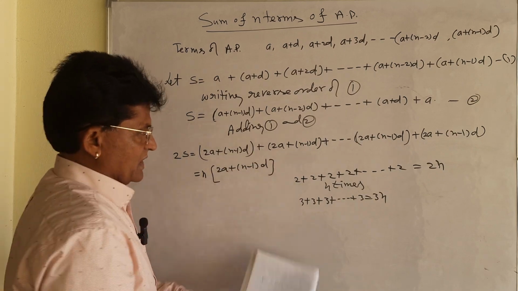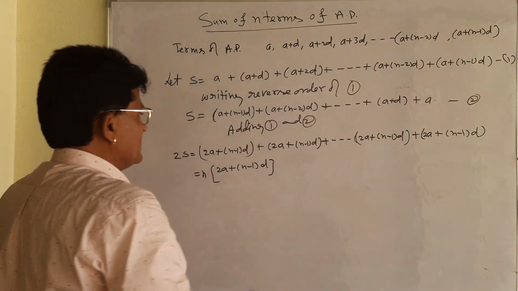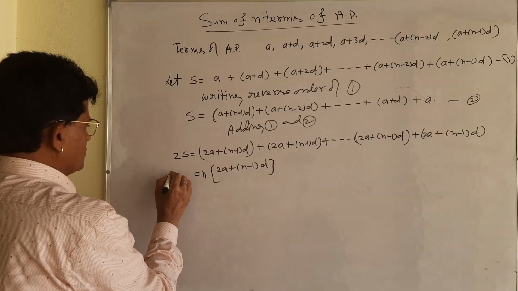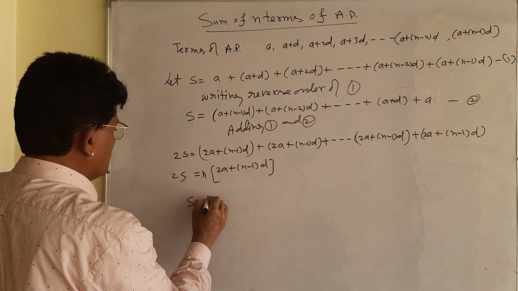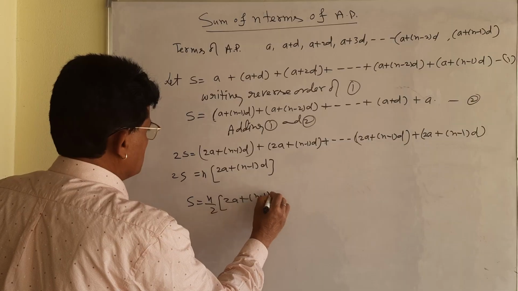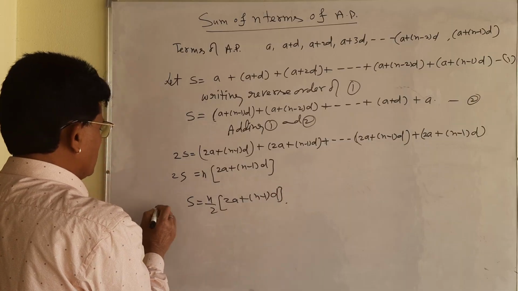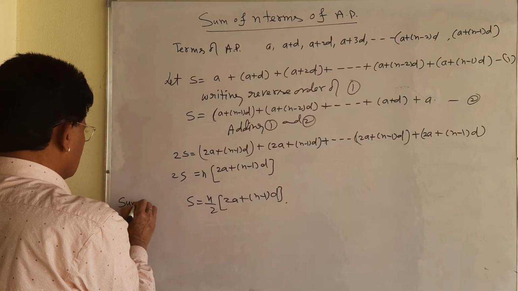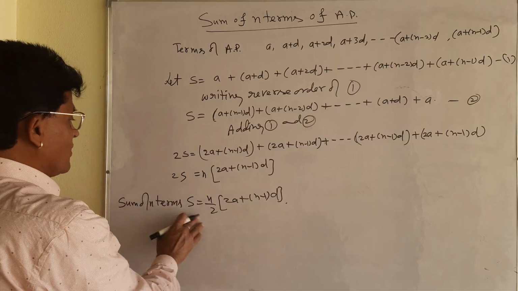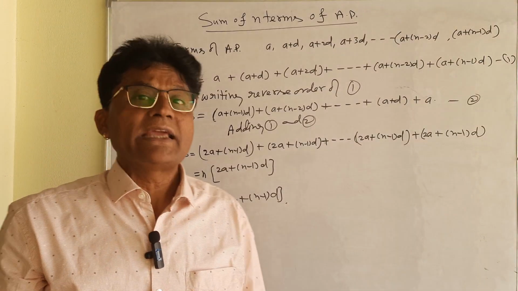I am just going to do it. Okay. n times, because all terms are same, you see. Check. n times 2s. And s will be equal to n upon 2 times 2a plus n minus 1 d. My dear student, this is the formula of sum of n terms. This is the formula of sum of n terms in AP.